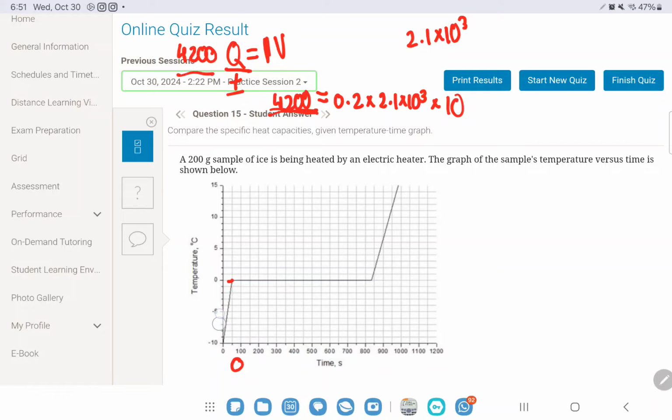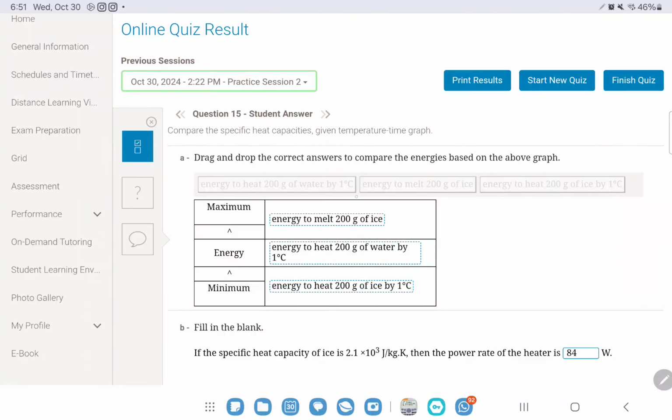And our T is what we found here. Because look, we wanted to take 0 and 10 to be our points. 0 is at 50 seconds, so that is our T. So divide by 50, you're going to get 84. 84 is IV, because IV equals power. And power is 84. That's how you get it. Sorry if I made it sound a bit confusing. So that's how you get the answer. Let's check. Yes, it's 84.